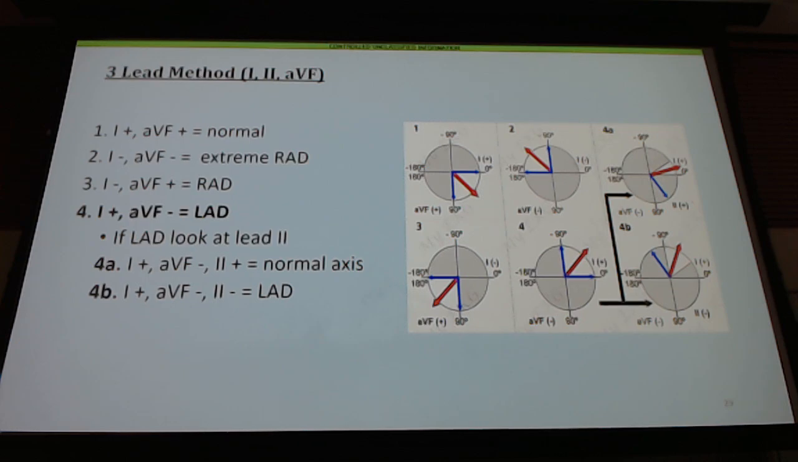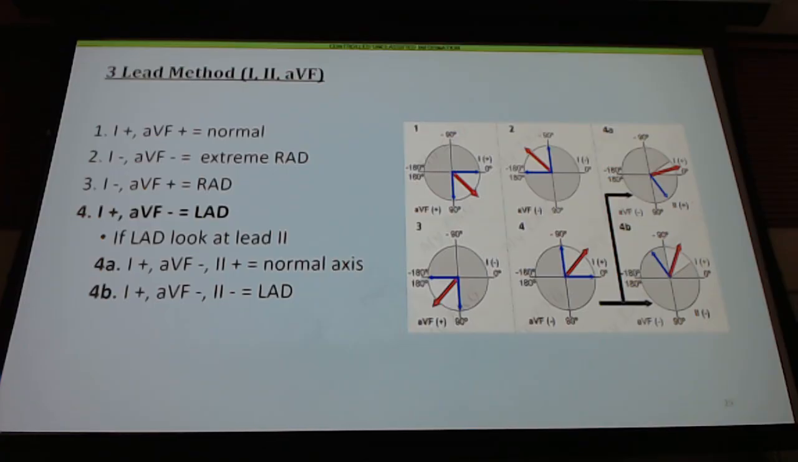But if the lead is down in 1 and down in AVF, you have an extreme right axis deviation, which is what was going on in the patient that was transferred to me in the middle of the night for an abnormal EKG. So down in 1, down in AVF, extreme right axis deviation.